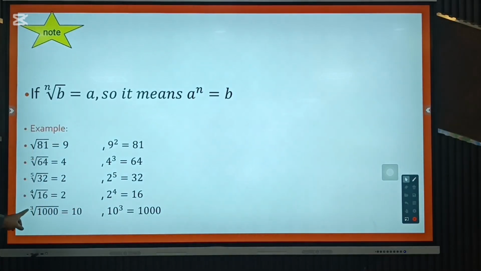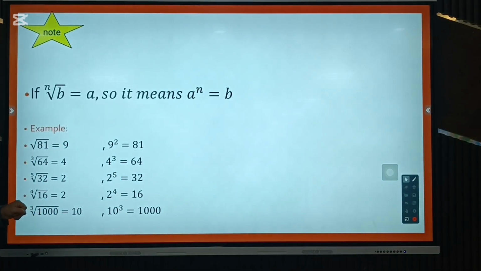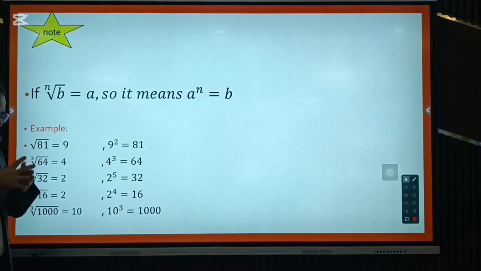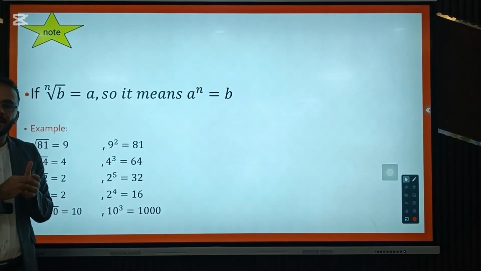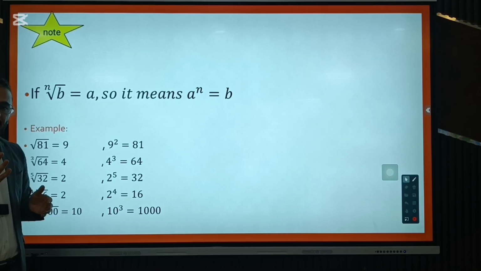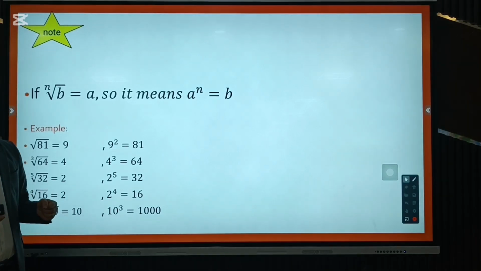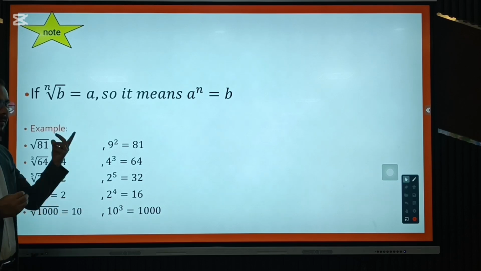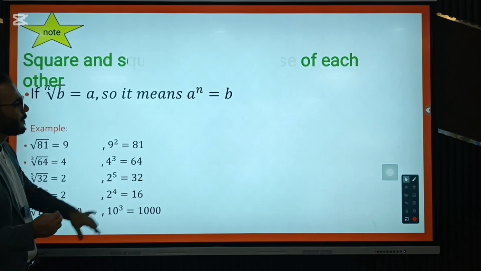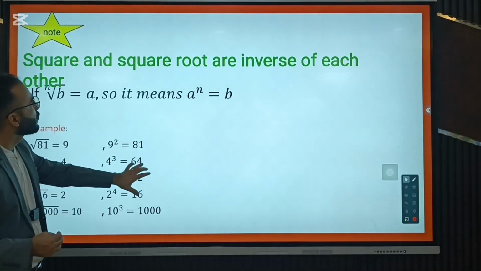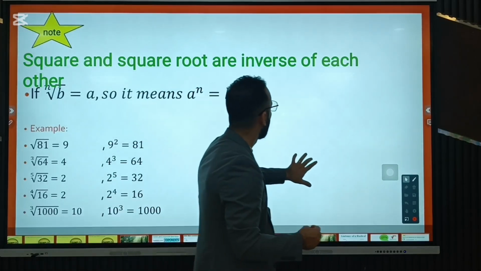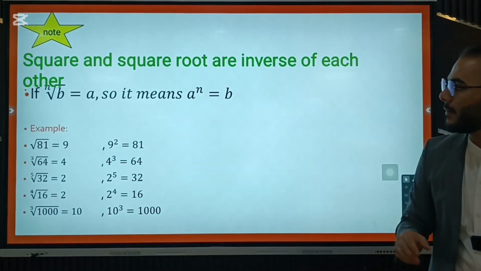Perfect. And finally, cube root of 1000 equals 10. It means that if we multiply 10 three times by itself, it's going to give us 1000. That's why cube root of 1000 is equal to 10. That's it. Square and square root are inverse of each other. Let me just check the time.